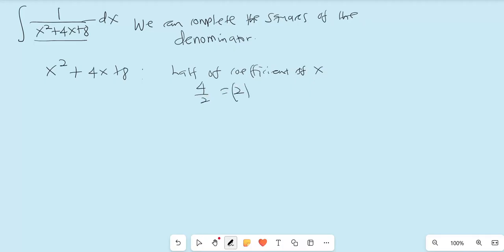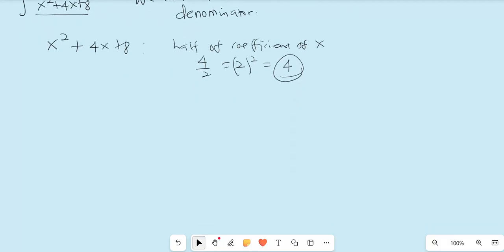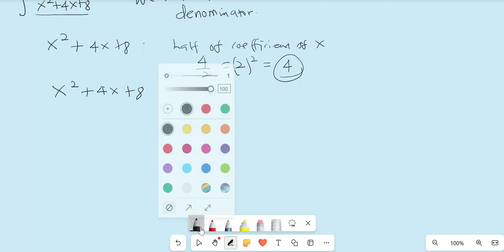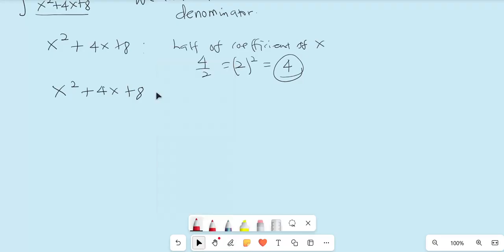Then you square it again. When you square that, that should be 4. So this is the magical number. So you add 4 and subtract 4 to this equation, and things will work out nicely. So x squared plus 4x plus 8. Then our magical number is 4, so we are going to add 4 and subtract 4.